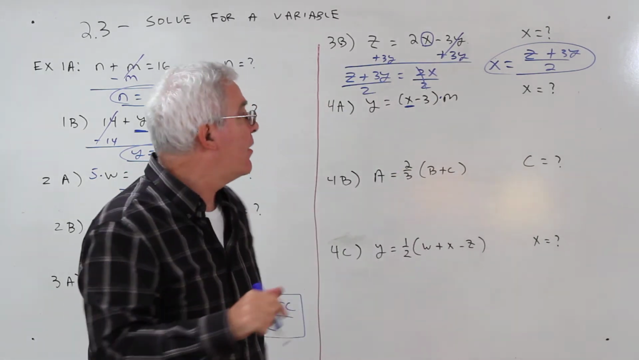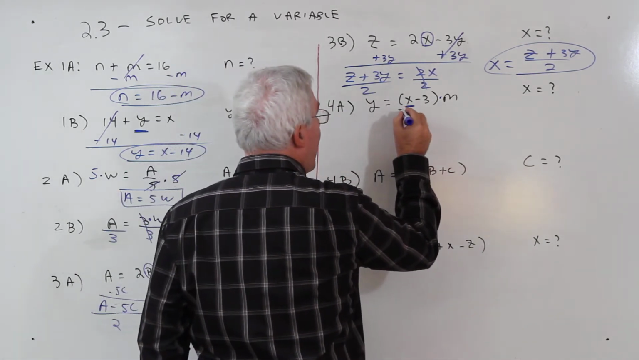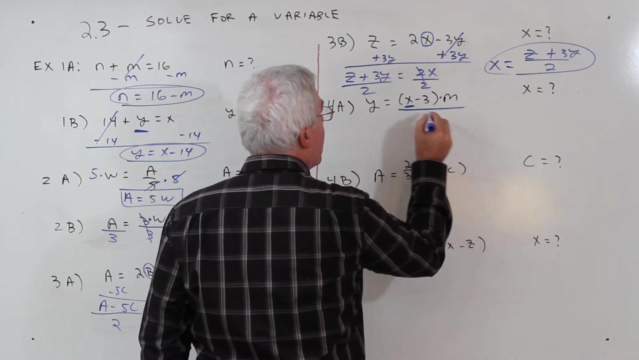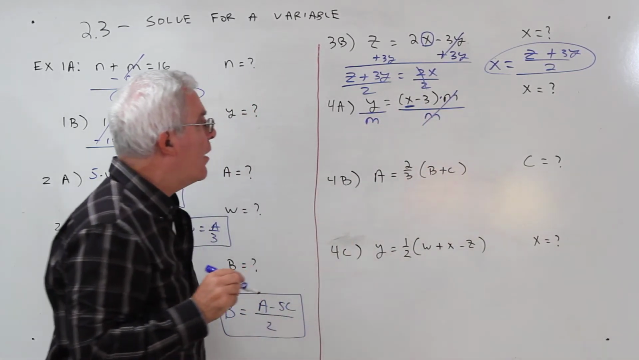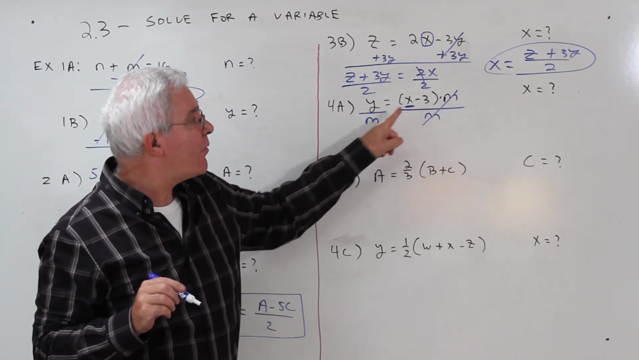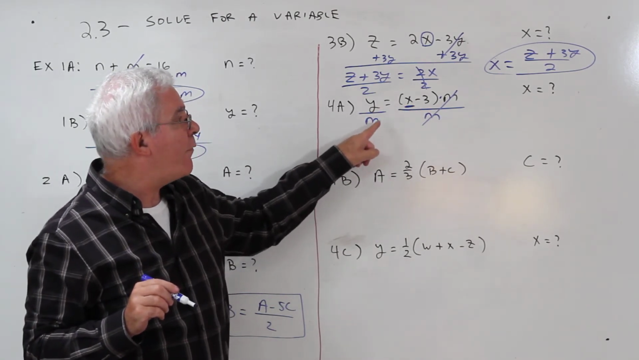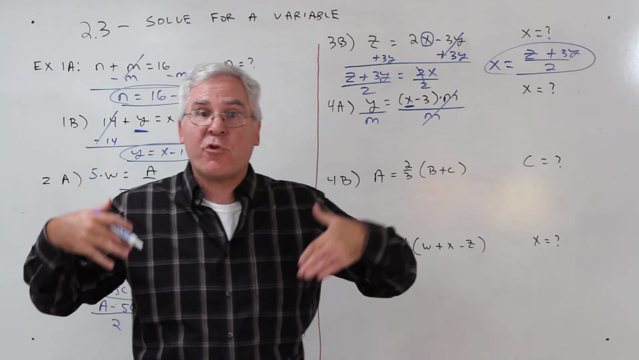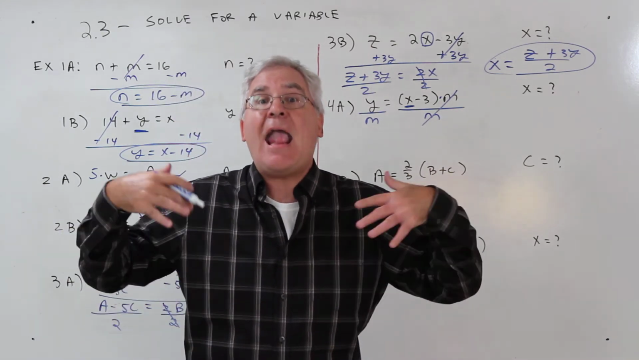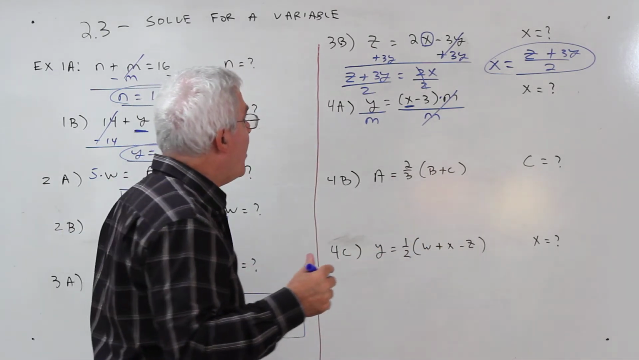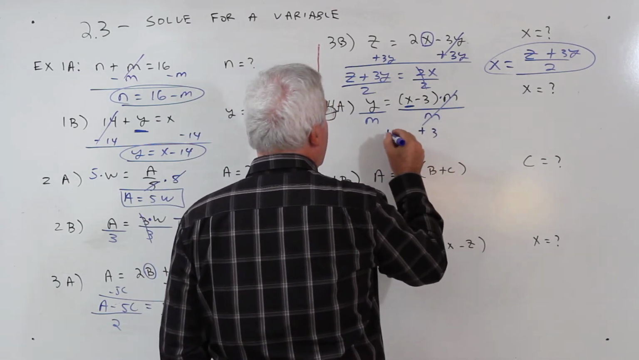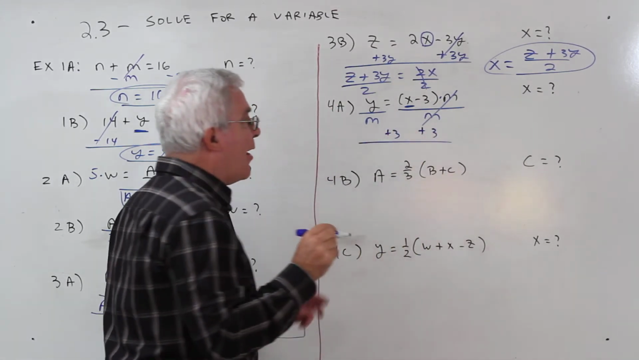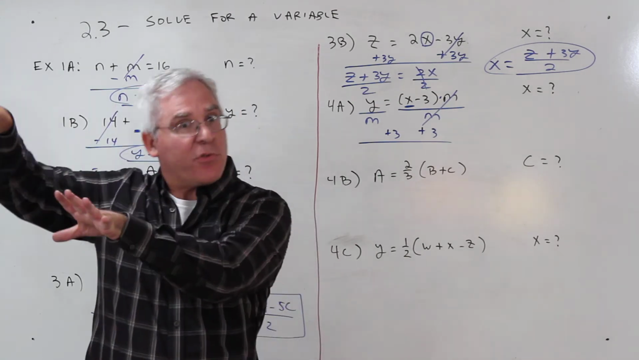Dividing by m. So I will divide this side by m, and then I will divide this side by m. Okay, so now we have x minus 3 equals y over m. What undoes subtracting 3? Adding 3. All right, so I'll add 3 to each side. So I'll go plus 3 and plus 3. Be careful, y over m plus 3 separate.